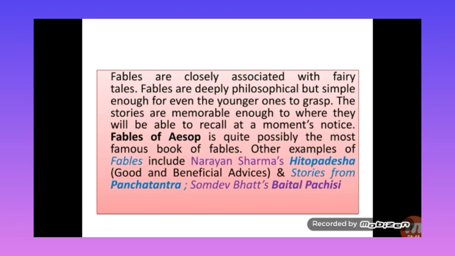Fables are closely associated with fairy tales. Fables are deeply philosophical but simple enough for even the younger ones to grasp, as I already mentioned. The stories are memorable enough that they will be able to recall them at a moment's notice. Fables of Aesop is quite possibly the most famous book of fables.